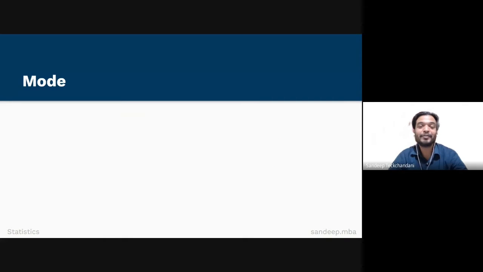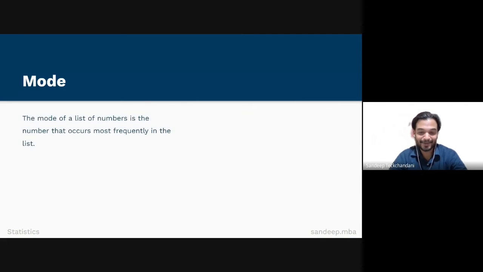In this slide, we will learn about the mode. The mode of a list of numbers is the number that occurs the most frequently in the list. For example, the mode of 1, 3, 6, 4, 3, and 5 is 3. This is because the number 3 has appeared twice in this list and it is the number that occurs the most frequently in the list.